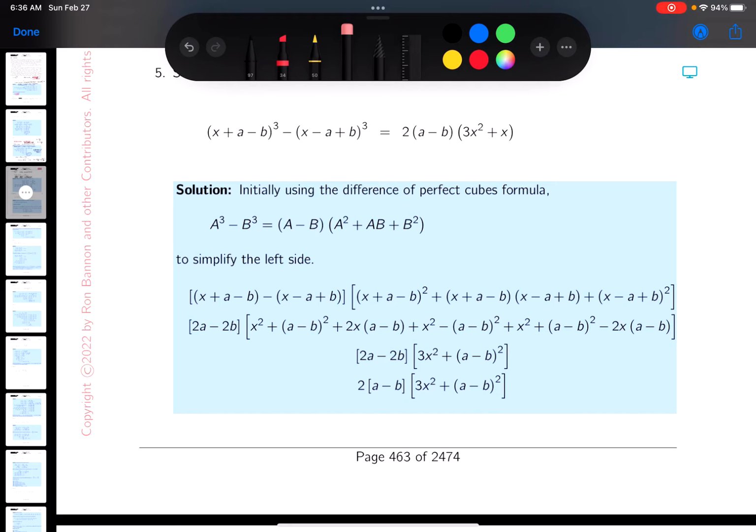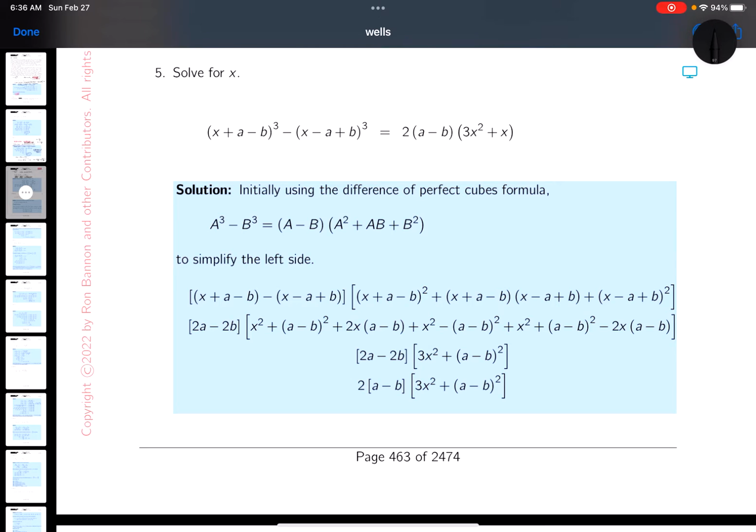Okay, immediately what I notice is I have a difference of perfect cubes. So I'm going to take advantage of that by writing this down. So it's going to be x plus a minus b, and then it's going to be minus x plus a minus b. Now it gets a little sticky over here. I got to write this down.